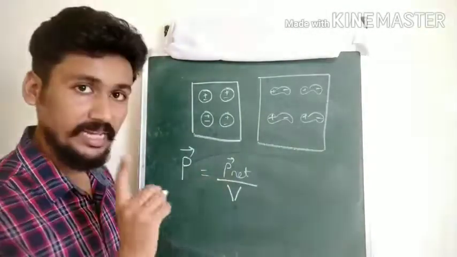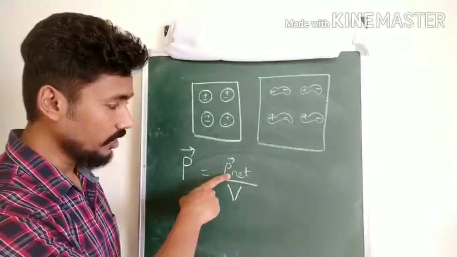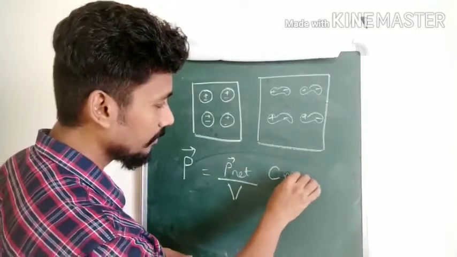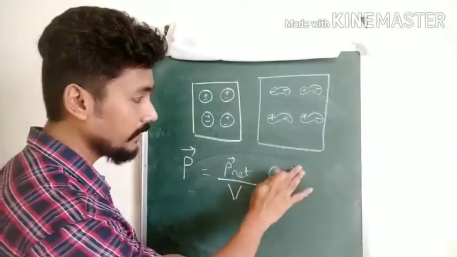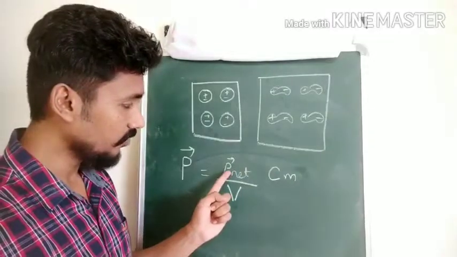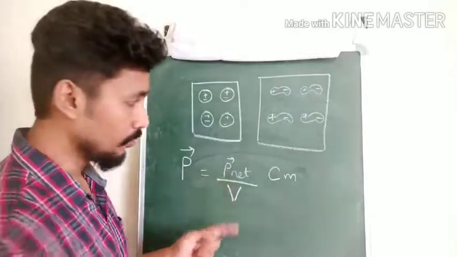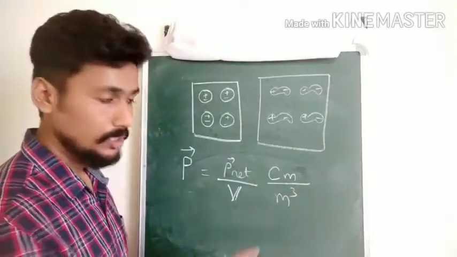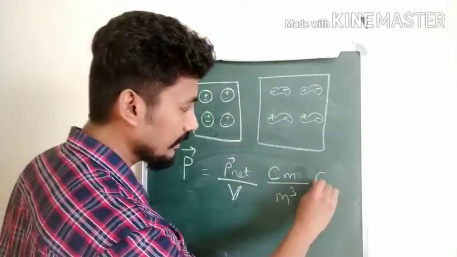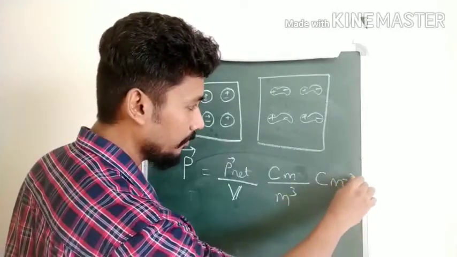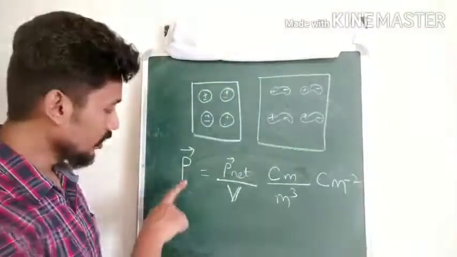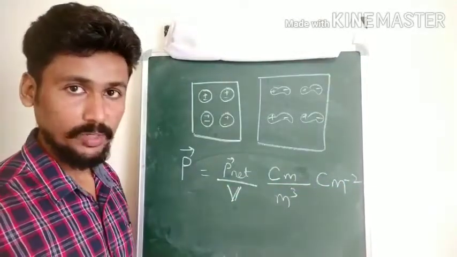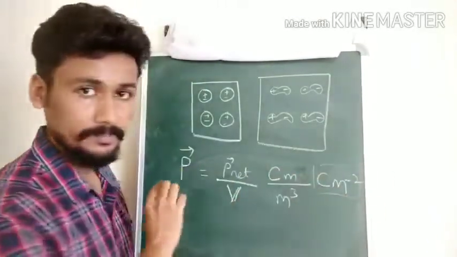You can find the SI unit also. What is the SI unit for dipole moment? The SI unit for dipole moment is Coulomb meter. Divided by V, the SI unit is meter cube. So C m upon m cubed, the unit will be Coulomb per meter square. So the SI unit of polarization is Coulomb per meter square. This also you will remember.